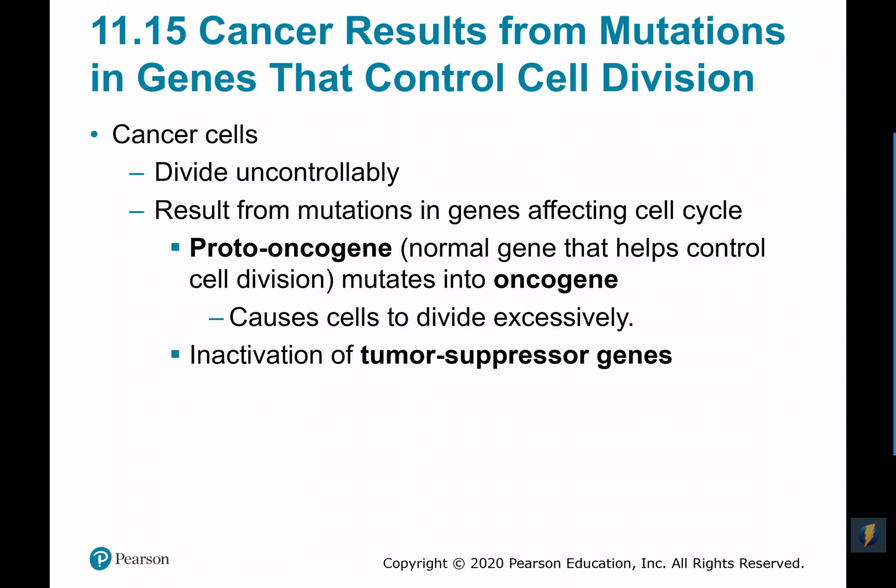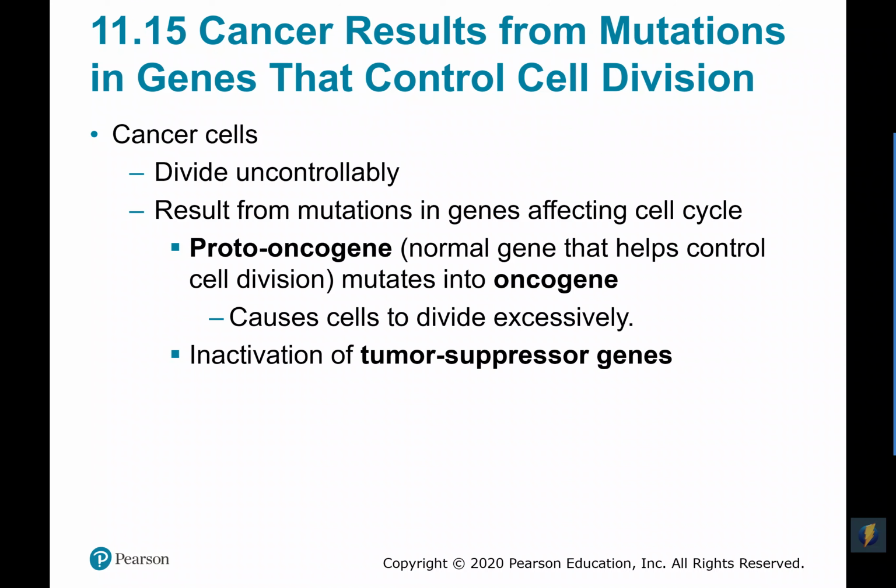So for instance, you can take a proto-oncogene, which is a normal gene that helps regulate the cell division process, and it could potentially mutate into something called an oncogene. When you have an oncogene being expressed, the cell just divides and divides and divides, completely out of control, and you end up with a tumor.